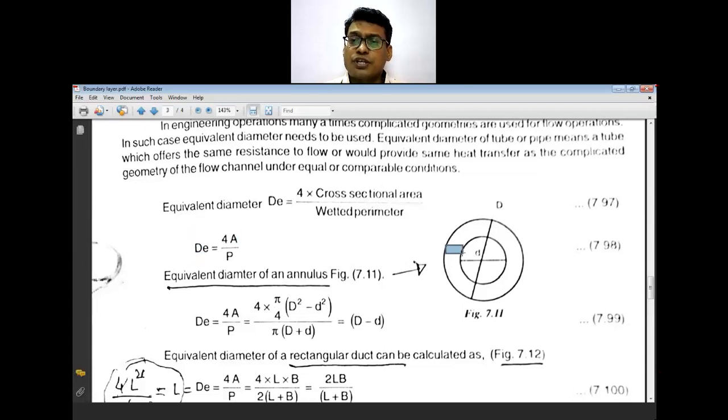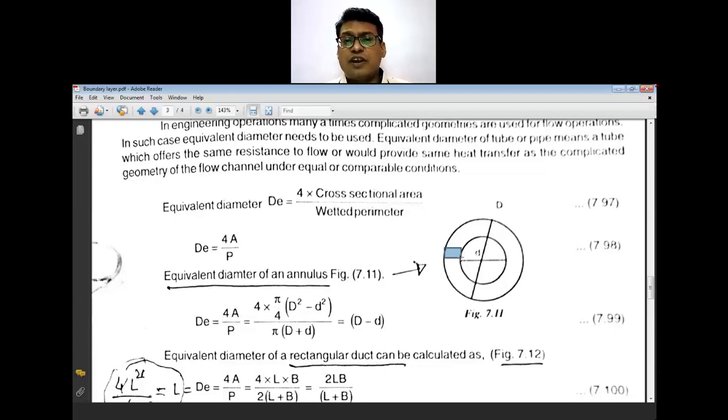Equivalent diameter for this section. You are knowing this diameter. You are also knowing the outer circle diameter, but we are not knowing the diameter which is the inside in between these two pipes. So that is calculated in terms of an equivalent diameter. So that is called an annulus section.